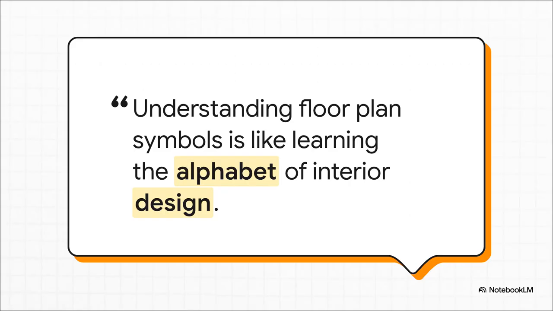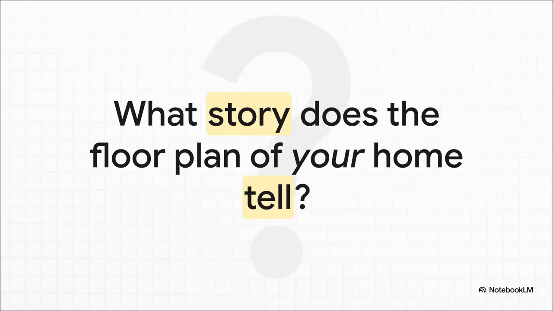And just like that, you did it. You've learned the alphabet. By understanding these simple symbols, you've totally unlocked the ability to read the language of space. You can visualize a building before it even exists and understand the flow of a home just from a piece of paper. It's not a secret code anymore, is it? And that leaves us with one final thought. Now that you can speak the language, take a look at the layout of your own home, or maybe the next one you visit. Think about the symbols you'd use to draw it. What story does the floor plan of your home tell?